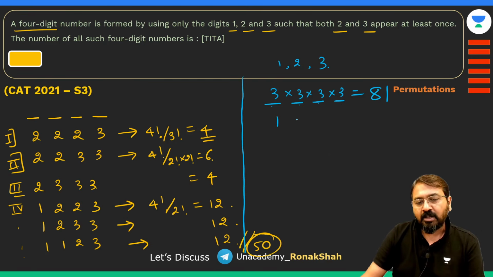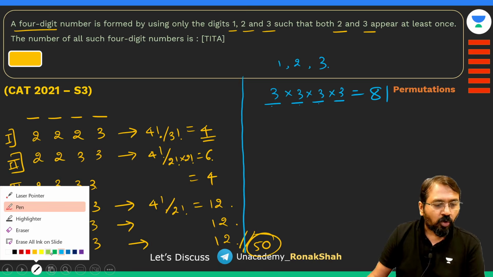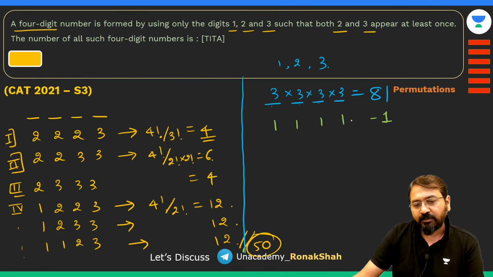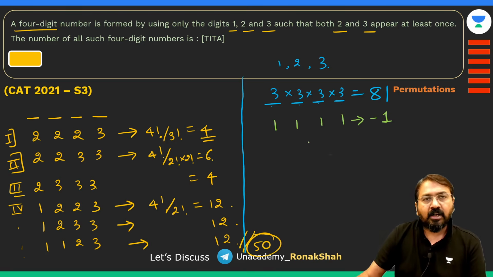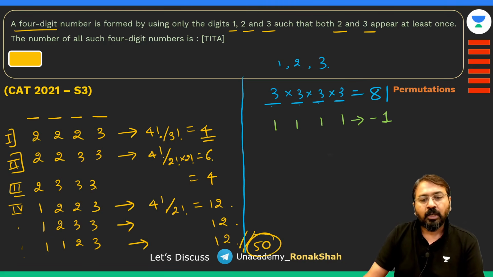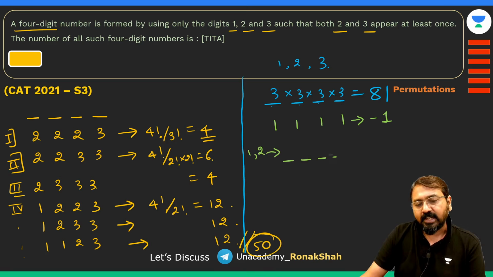So can I say the first number will definitely be all ones, so there will be just one such number that we can create, all ones. Okay, so 1 1 1 1, so this is one number that we need to subtract. Then the other numbers will be where we are using one of the 2 or 3 but not both. Instead of making different cases, can I think of it this way, that by using only 1 and 2 I can create 2 into 2 into 2 into 2, that is 16 numbers, isn't that so? Because each position can be filled by just these two digits.